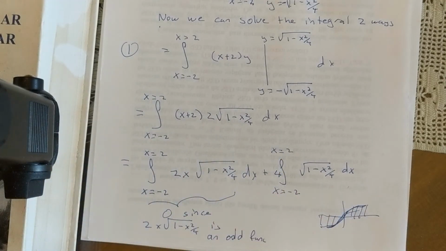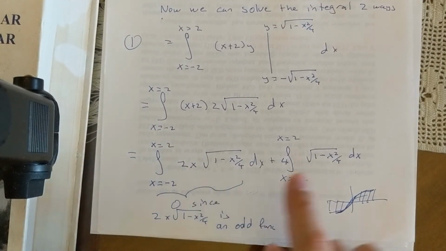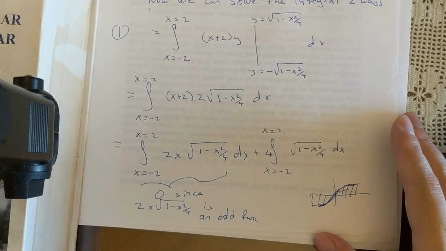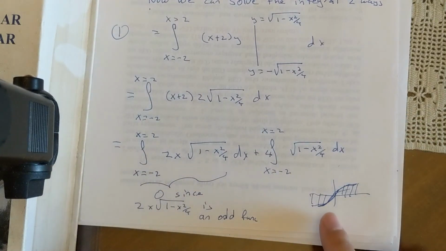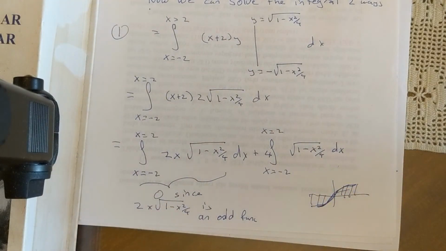Break up the integral. Now this is from minus 2 to 2. If you notice, this function inside is an odd function. What was an odd function? It was symmetrical around the origin. So if you do it from minus 2 to 2, this area is going to cancel out this area, and you're going to get a good old 0.